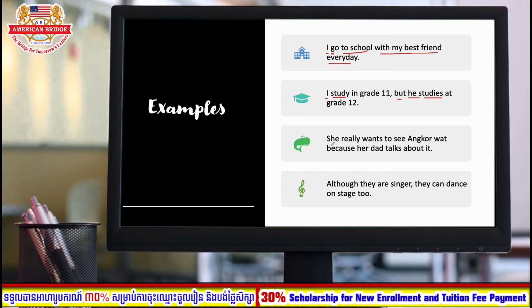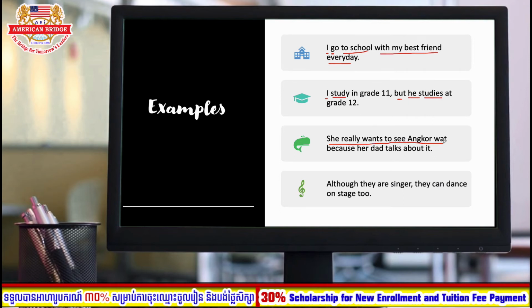Last, we have the third example: She really wants to see Uncle Wat because her dad talks about it, right? This third example represents a complex sentence because, as you can see, she really wants to see Uncle Wat.